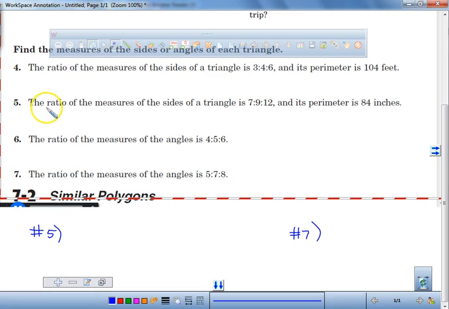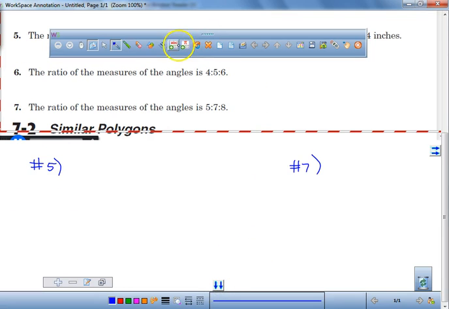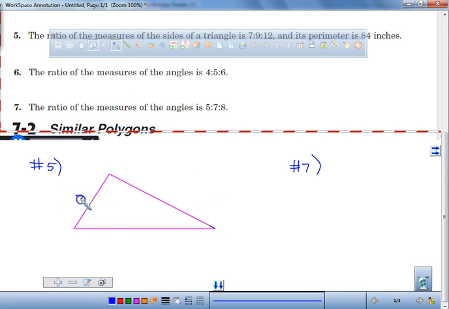Now, on number 5 it says the ratio of the measures of the sides of a triangle is a 7 to 9 to 12 ratio. So what I'm going to do first is build a triangle, to the best of my ability, that represents the lengths of the sides. It may not be perfect, but there we go. I'm going to call this a 7, this a 9, and that a 12. Now, if I ask what is the perimeter of this triangle, 7 plus 9 plus 12 gives me a total of 28 units.